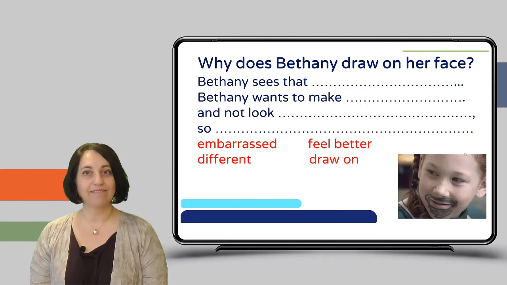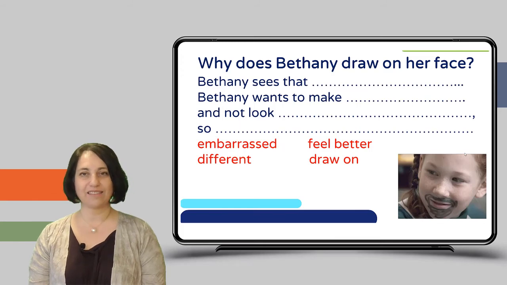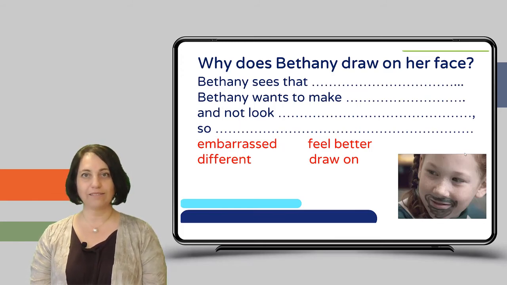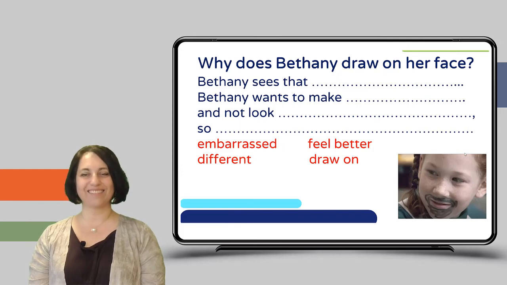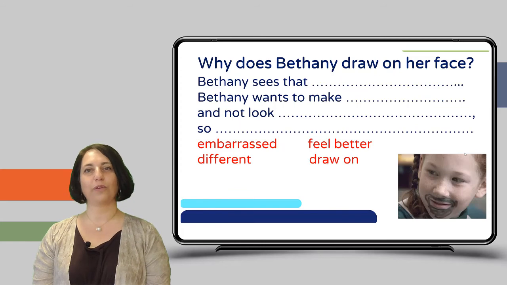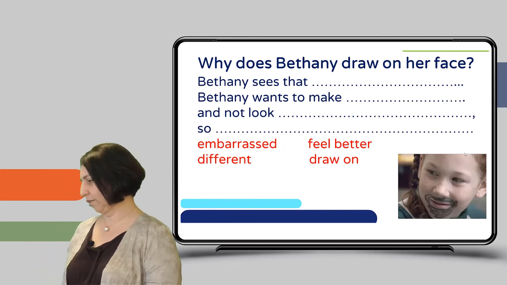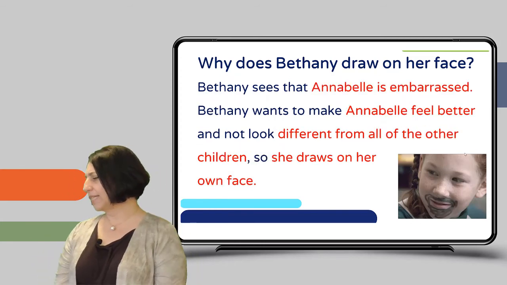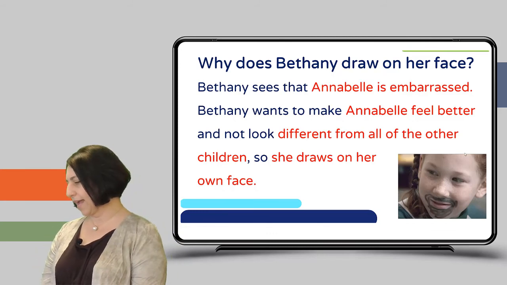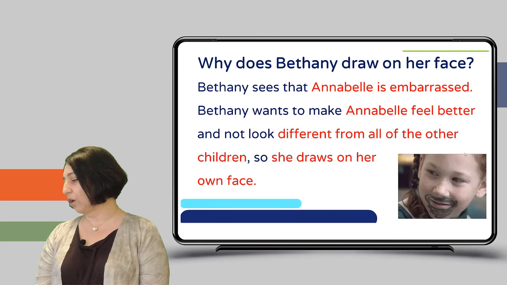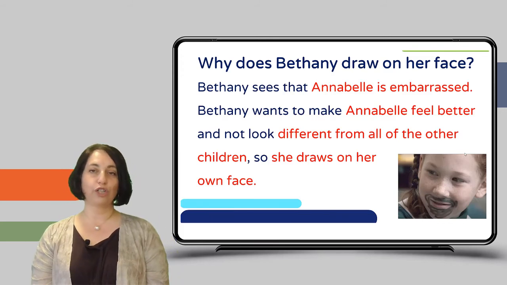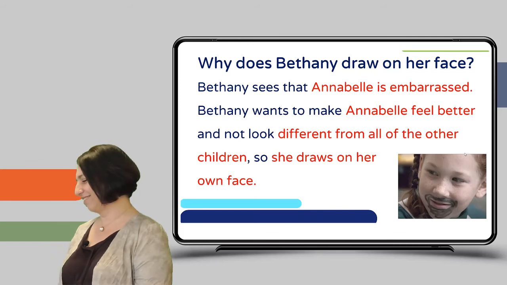And again, this is a suggested answer. If you have a different answer, that is perfectly fine. There is not one answer here. Okay? And you can use my answers to help you. Bethany sees that Annabelle is embarrassed. Bethany wants to make Annabelle feel better and not look different from all of the other children. So she draws on her own face.